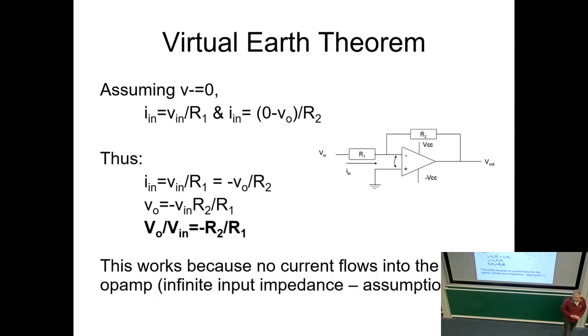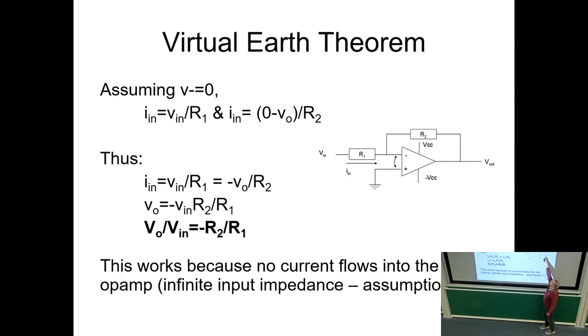Right, so assuming at that point that V minus equals 0 because V plus equals 0, and we've applied the virtual earth theorem, we can say that the input current is just V in minus 0, because of Ohm's law applied to that resistor, I in equals V in over R1. Therefore I in flows around the outside, because there's no input current going into the op amp, so it can only go around the outside. This ends at 0.